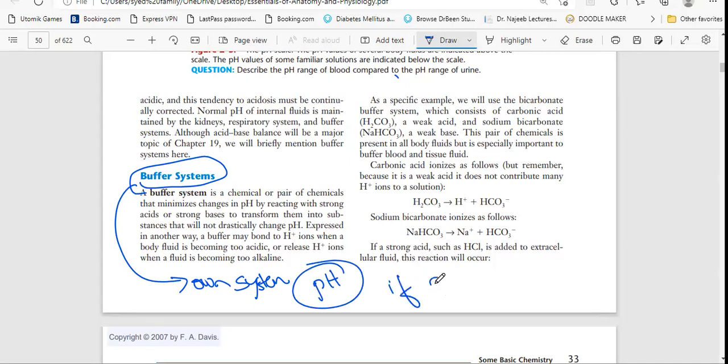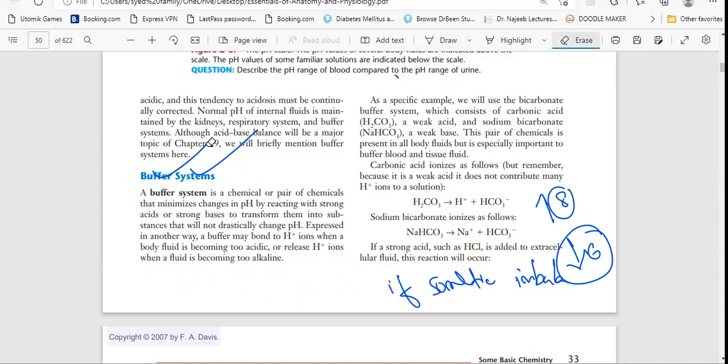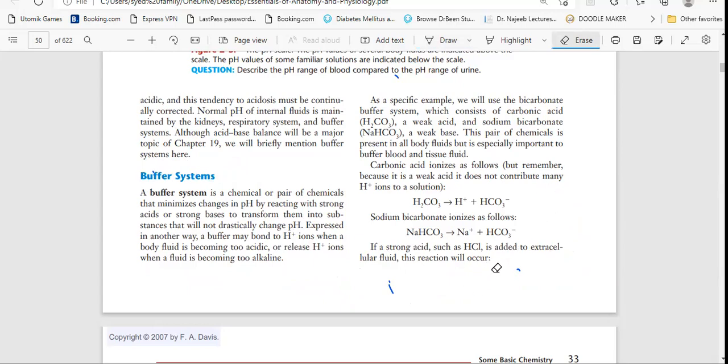If sometimes the imbalance occurs, if the pH level slightly increases to 8, the body will activate the buffer system. If it decreases to 6, the body will activate the buffer system. Okay, so let's talk about this buffer system. The buffer system is for balancing the imbalanced pH.